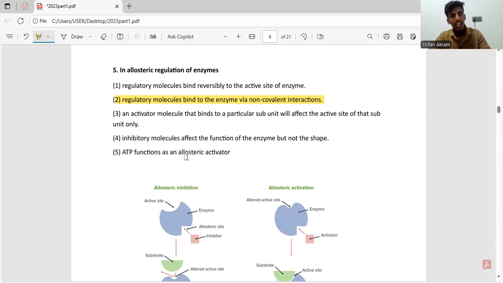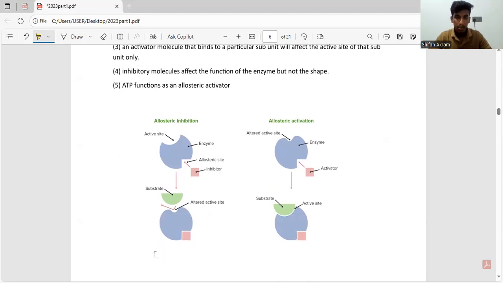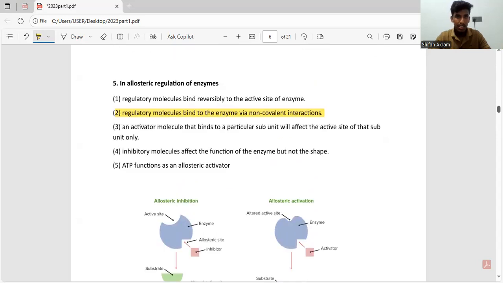Fourth statement, inhibitory molecules affect the function of the enzyme, not the shape of the enzyme. We can see when the inhibitor binds to the enzyme, the shape of the enzyme also changes, right? So the shape of the enzyme changes, and the shape of the active site also changes. So that statement is also wrong.